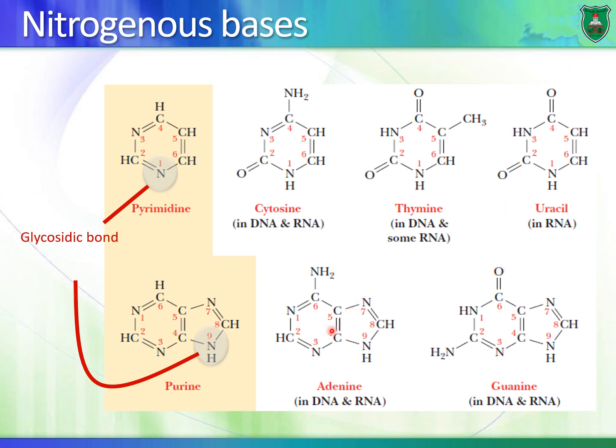Now, there are different types of purines and pyrimidines, by the way, so it's not only these five, but these are the 5 molecules that make up nucleic acids. These are the main ones that we have to focus on.